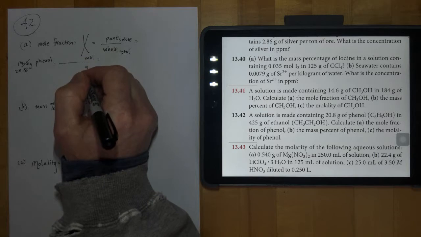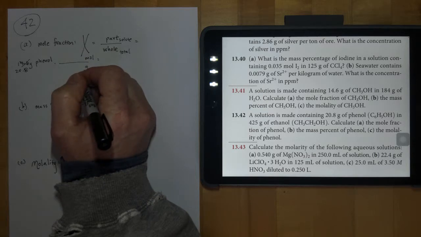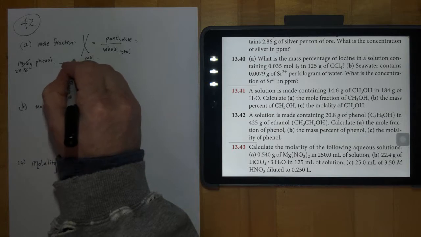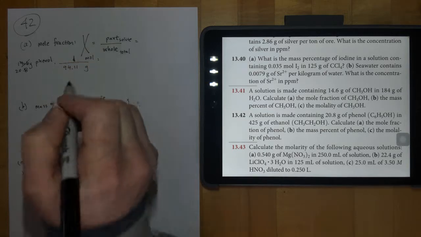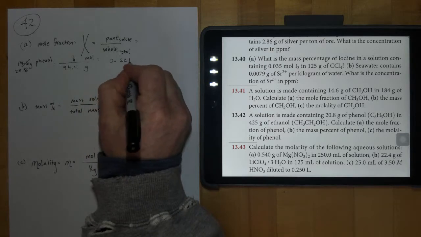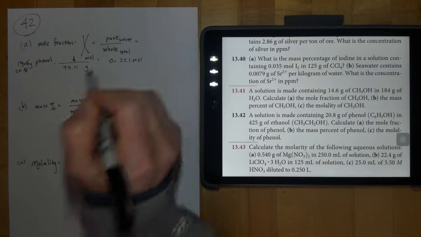And then when we add that up on the periodic table, there are 94.11 grams per 1 mole of phenol. Do that division and you end up with 0.221 moles of the phenol.